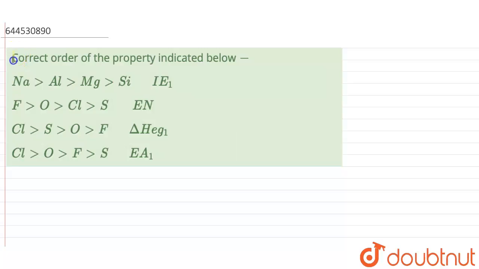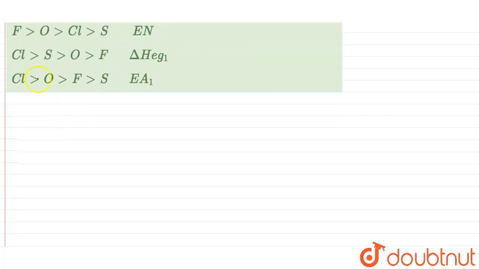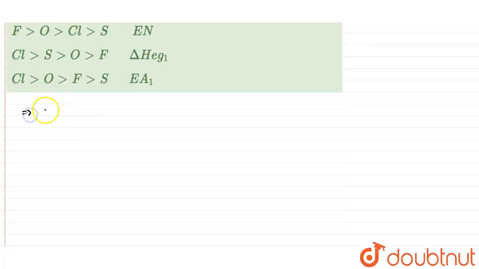Hello everyone. So in this question, we have to find the correct order of the property indicated below. The first order is for ionization energy, that is sodium greater than aluminium greater than magnesium greater than silicon. So if you see, sodium, aluminium, magnesium, silicon belong to our third period.